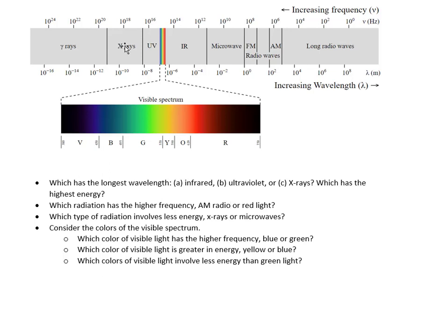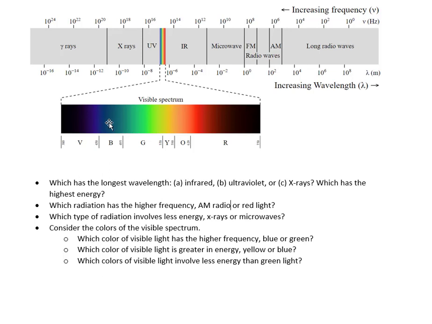Considering the colors of the visible spectrum, which color has higher frequency, blue or green? Well, blue is further to the left of green, so blue would be associated with higher frequency, and as a consequence, higher energy. Which color of the visible light is greater in energy, yellow or blue? Blue is to the left of yellow, so it would be associated with higher energy and as a consequence higher frequency and shorter wavelength.